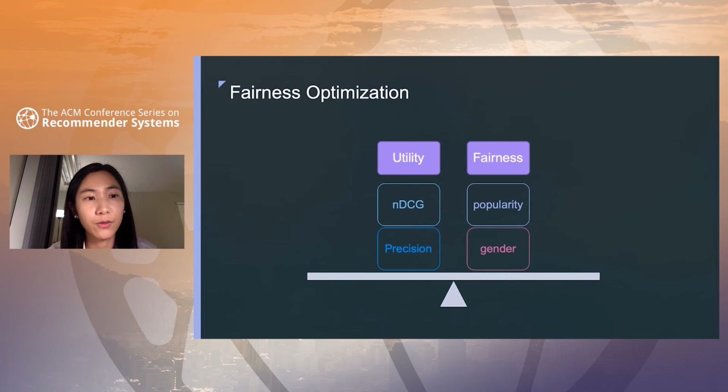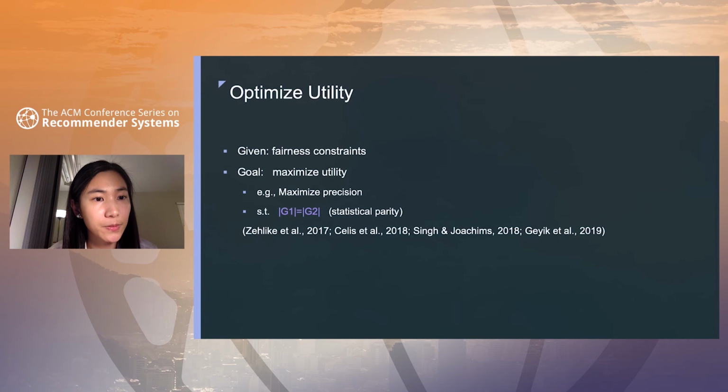Okay. So now that we know there are two important factors, utility and fairness in the fairness-aware systems, we can consider fairness as an optimization problem. So we need to balance between the two, and we want to improve the system performance at the same time. Okay. So there are three types of optimization policies.